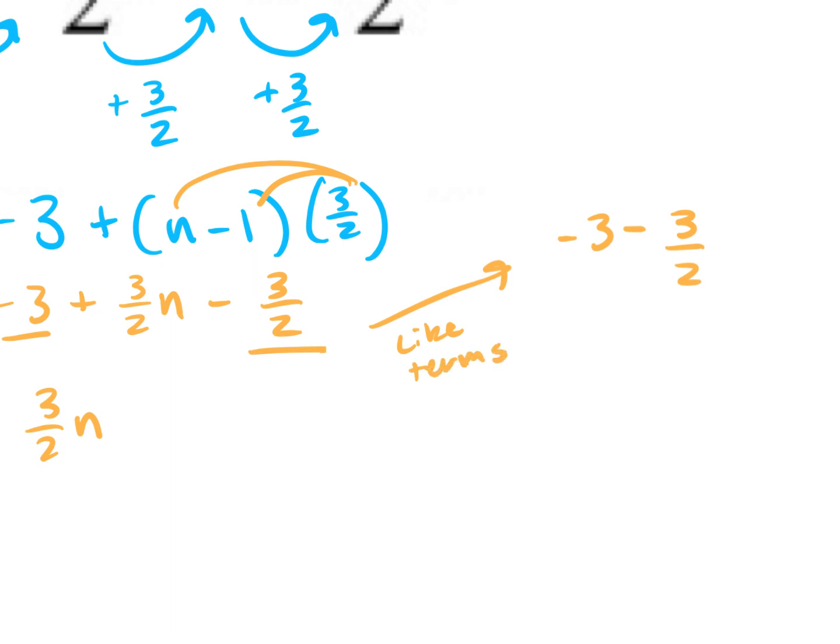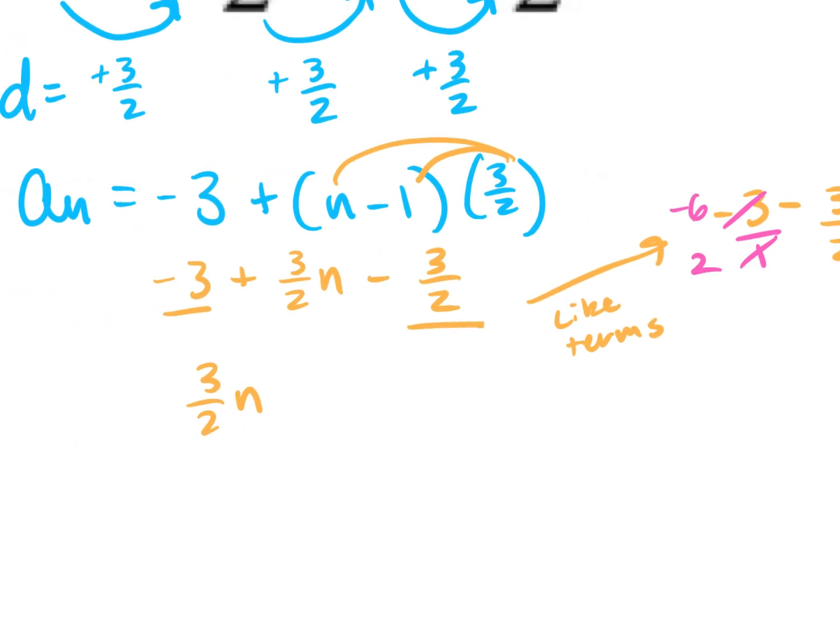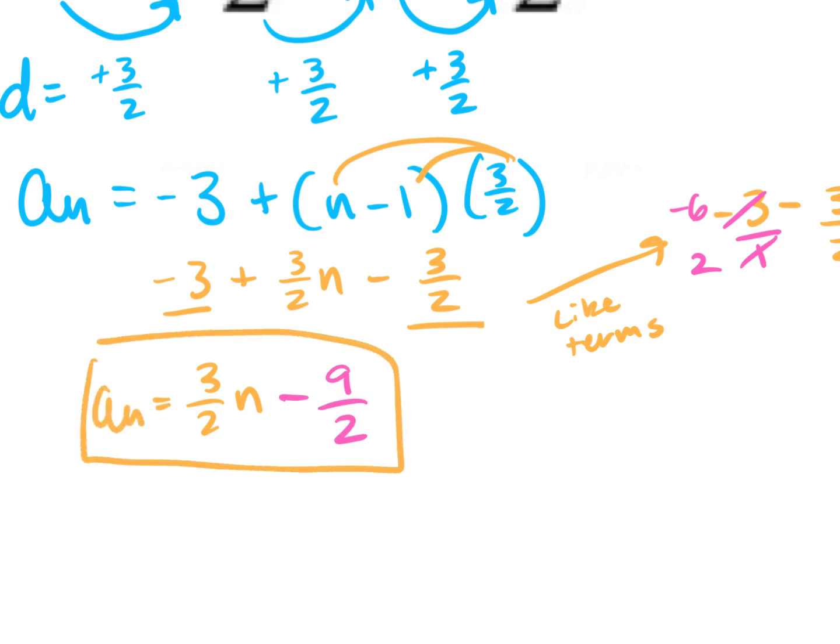Just because it's fractions, I want to write it out. How do I add or subtract fractions together? What do I need? A common denominator. So I could make 3 over 1. And how do I get this to be a common denominator? Multiply the top and the bottom by 2. So I would make it negative 6 over 2. Negative 6 minus 3 is what? Negative 9. So that would be negative 9 over 2. So our rule is 3 over 2 times n minus 9 over 2.